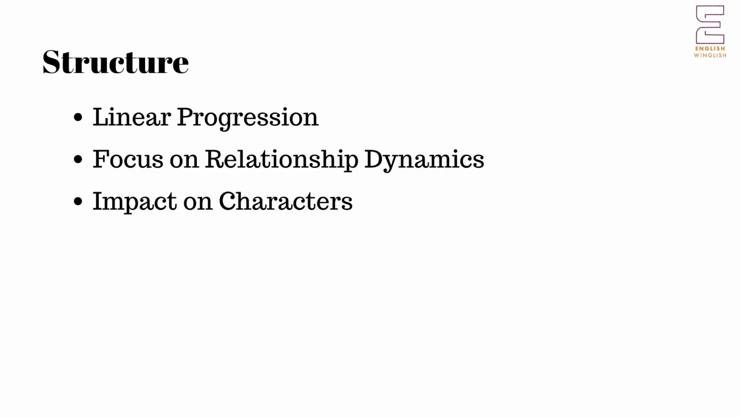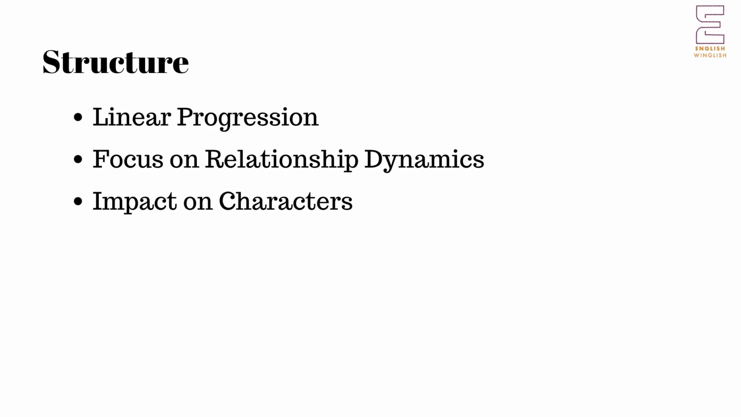Structure. Linear progression. The novel is structured linearly, focusing primarily on the development of Raman and Daisy's relationship from its beginning to the challenges it faces. This linear progression allows readers to closely follow the evolution of their relationship and its impact on their views and lives. Focus on relationship dynamics.